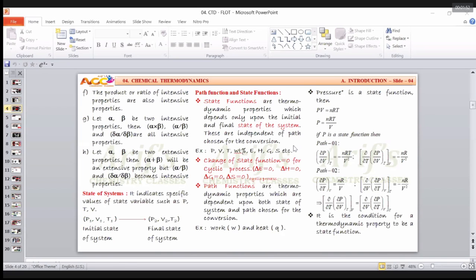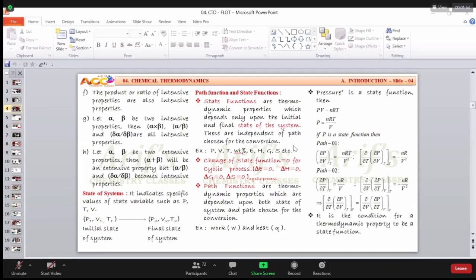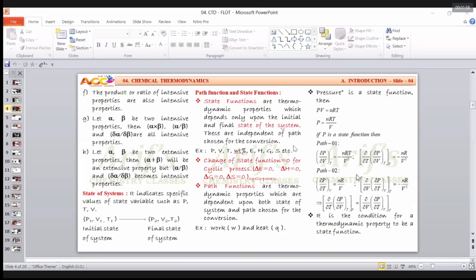Examples are pressure, volume, temperature, weight percentage. Main students, be careful: weight percentage, internal energy, capital E, capital H, enthalpy, capital G, Gibbs free energy, and capital S, entropy. Usually, a general method is that we write these things in terms of capital letters, right? Now, change of state function.